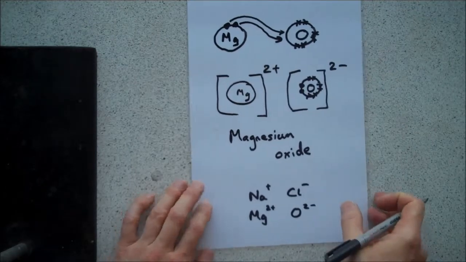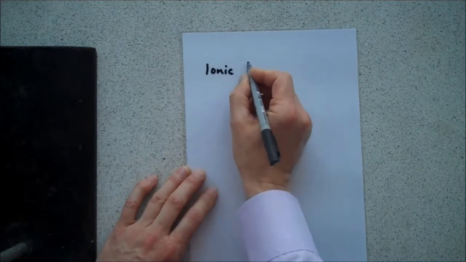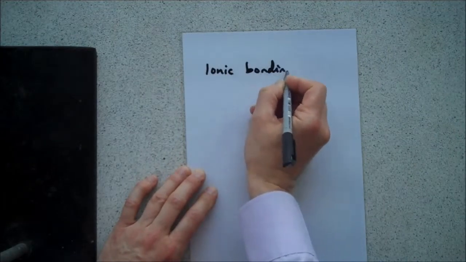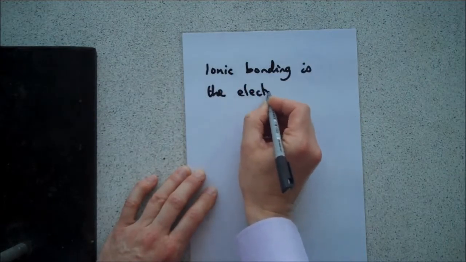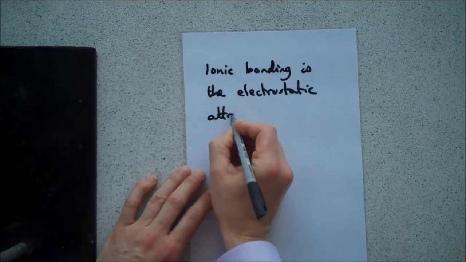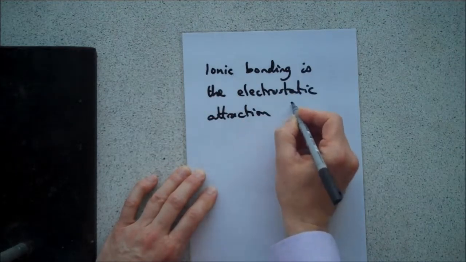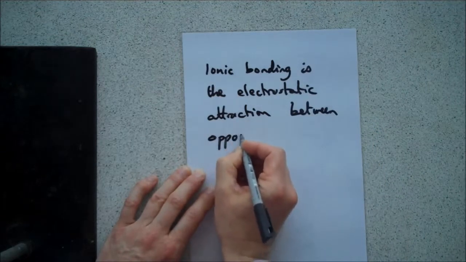And just to summarize again, if you're asked, well, what actually is ionic bonding? If you want a definition, then ionic bonding is the electrostatic attraction between oppositely charged ions. That is it in a nutshell.